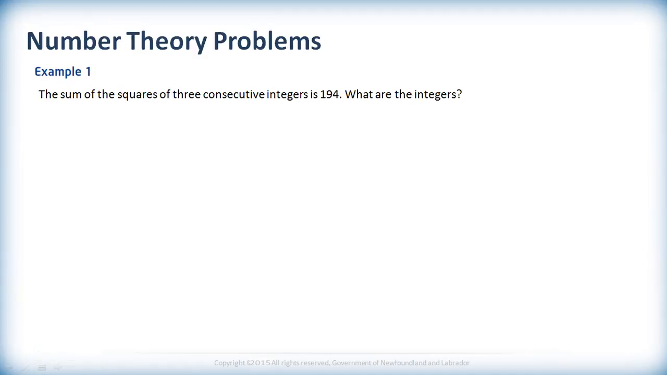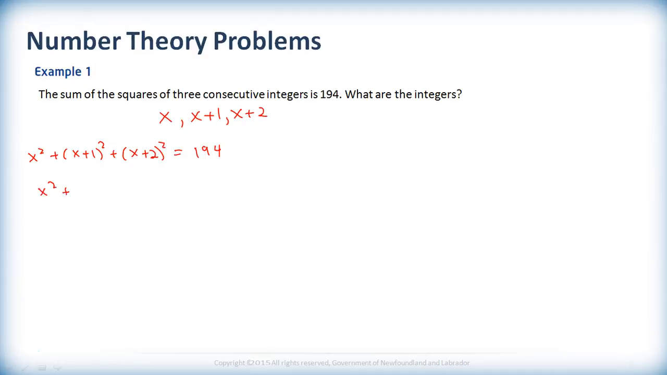Well, let's say x is the first of my integers. If they're consecutive, then the one that comes after it would be x plus 1, and the one after that would be x plus 2. So the sum of the squares of those 3 consecutive integers would be x squared, the square of the first one, x plus 1 squared, the square of the second one, and x plus 2 squared, the square of the third. And that has to equal 194. So we've got a quadratic to solve.